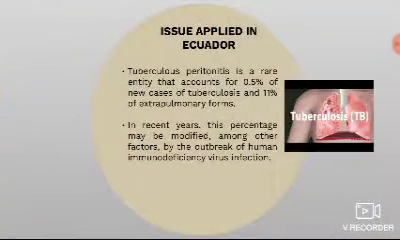Should applied in Ecuador. Tuberculous peritonitis is a rare entity that accounts for 0.5% of extrapulmonary forms. In recent years, this percentage may be modified by the outbreak of human immunodeficiency virus infection.